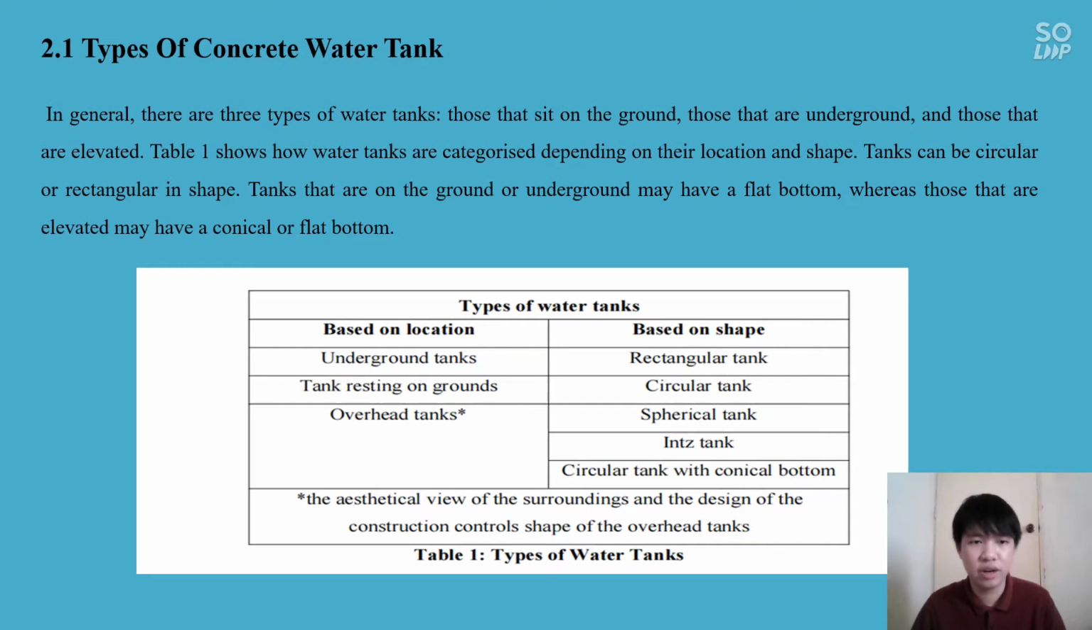In general, there are three types of water tank: those that sit on the ground, underground, and elevated. Table 1 shows how water tanks are categorized depending on their location and shape. Tanks can be circular or rectangular in shape. On the ground or underground may have a flat bottom, whereas those that are elevated may have a conical or flat bottom. That's all from me.